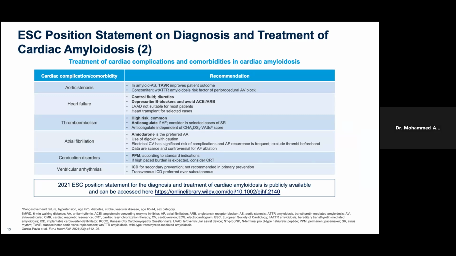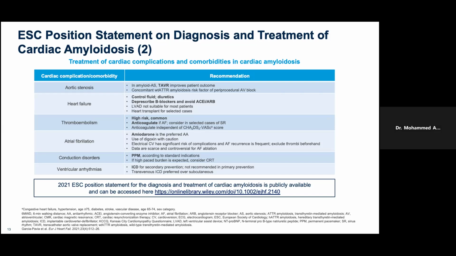The second message is for thromboembolism, which is high risk and common. Give anticoagulation in AFib, and consider anticoagulation even in patients with sinus rhythm in selected high-risk cases, independent of the CHA2DS2-VASc score. Message 3: ICD is used only for secondary prevention. There is no evidence for its use in primary prevention of sudden cardiac death.